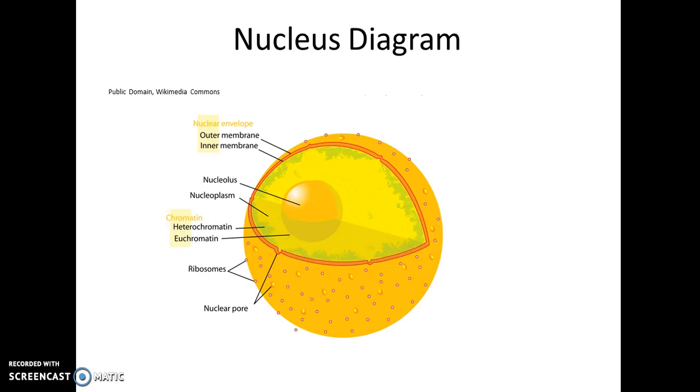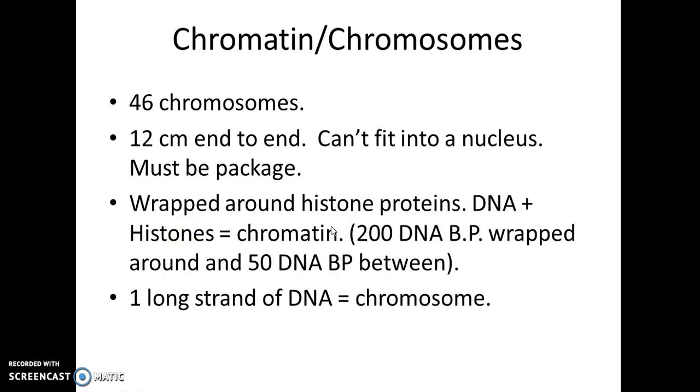So here's a diagram of the nucleus. We have the nucleolus here, we have the nucleoplasm there, we have the outer membrane, the inner membrane. Ribosomes are on the outside, not on the inside, and we have pores. Not enough pores, though. So there are 46 chromosomes in the human cell.